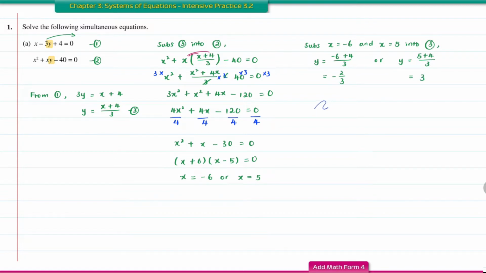So we have found the values of x and y for these simultaneous equations. The first pair of answers is when x is equal to negative 6, y is equal to negative 2 over 3. And another pair is when x is equal to 5, y is equal to 3.